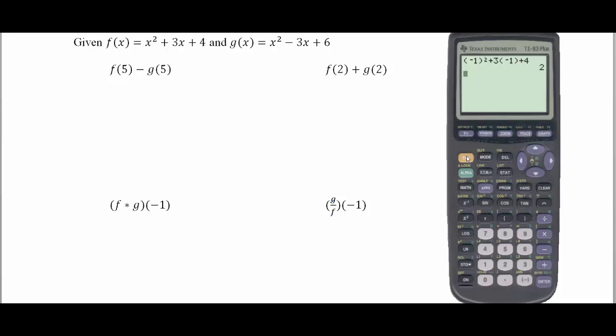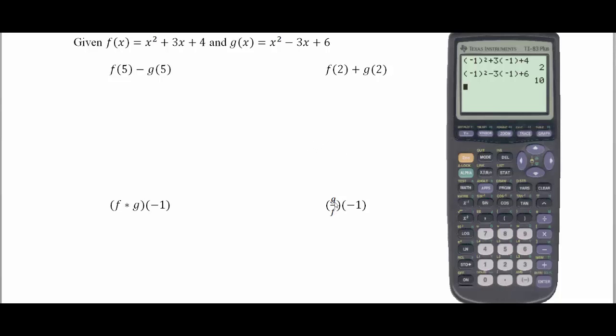Now I'm going to use second enter and make little modifications because my g of x is pretty close, since it's an x squared. It's a minus 3, not a plus 3, so I'll change that to a subtraction sign by moving my cursor back and changing it to a minus. And I'm going to put a 6 here, and then there it is, 2 and 10. Now I'm supposed to multiply f times g, and 2 times 10 is 20.